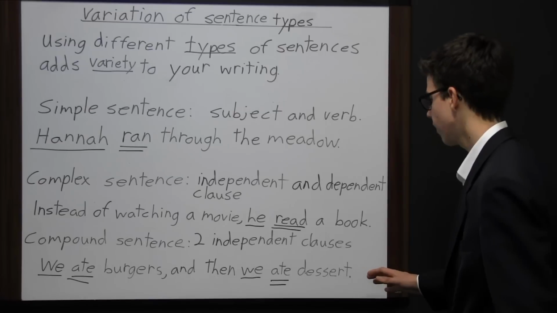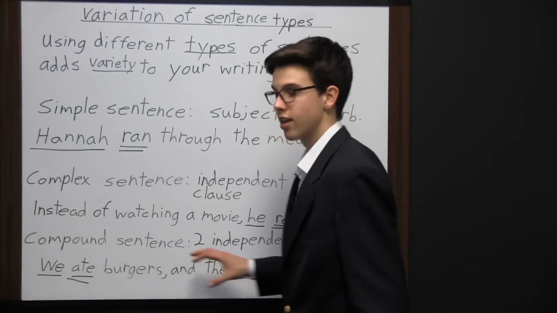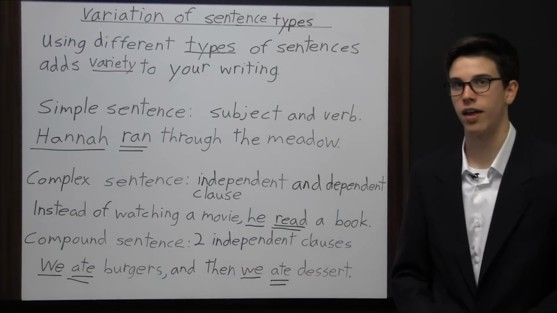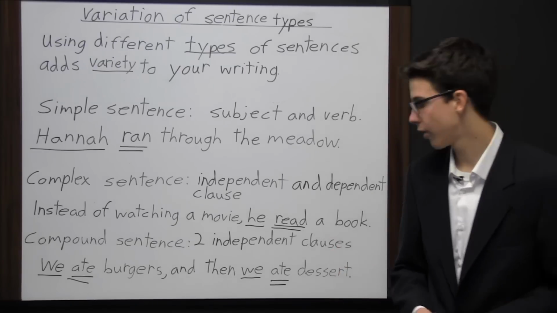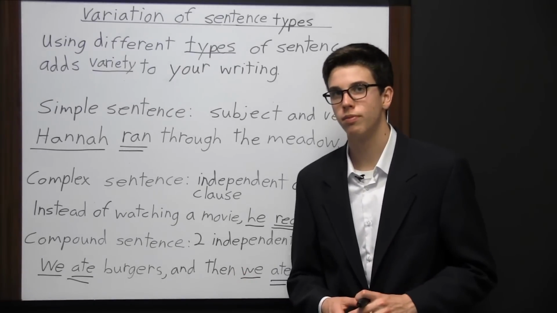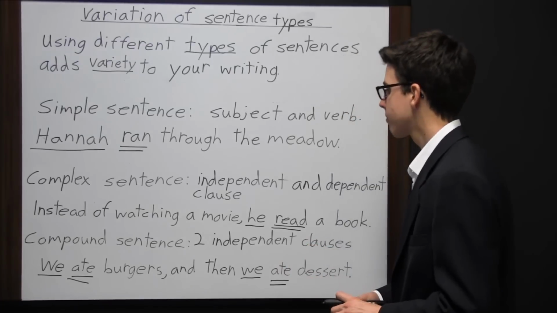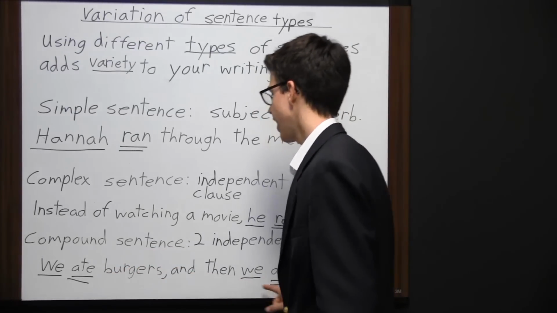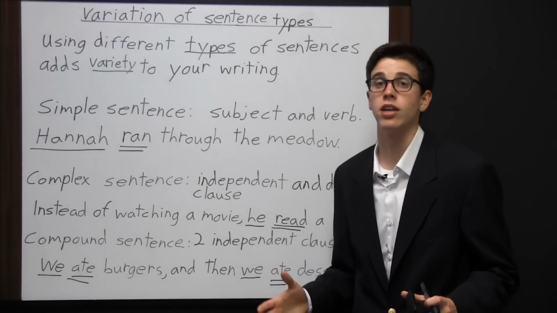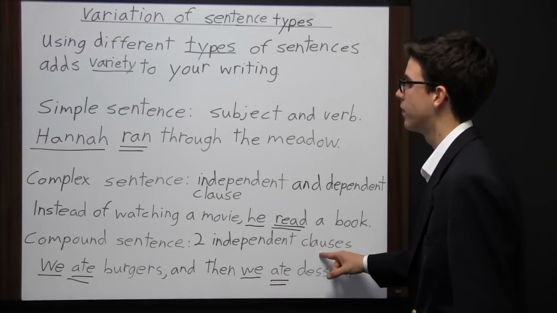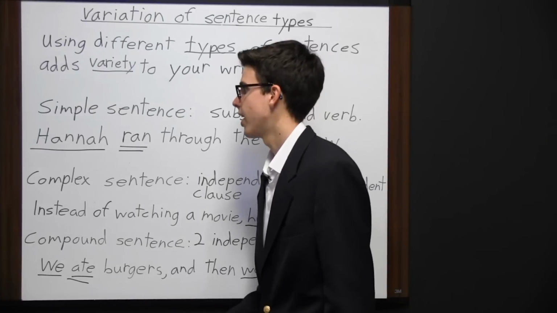These are two independent clauses because both of these clauses could be sentences by themselves. I could come up to you and say, we ate burgers, and that would be a complete thought. Or I could say, then we ate dessert. That would be a complete thought. So by joining these two together, we're forming one sentence, but we're forming one sentence out of what could be two sentences. So that's two independent clauses, which makes a compound sentence.